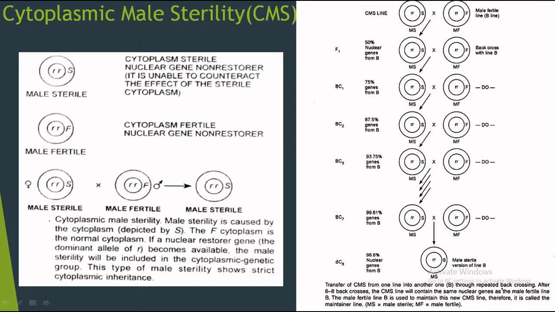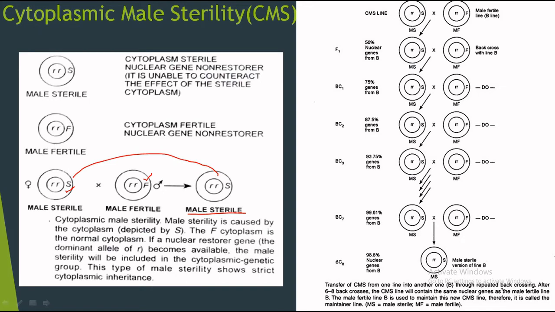This example will clear the doubts. Here it is the male sterile mother plant, the cytoplasmic sterile, denoted by S. And here it is male fertile, the cytoplasm is fertile, denoted by F. After crossing between these we got the F1. The F1 is male sterile, as the cytoplasm is contributed by the mother, so it will be male sterile.